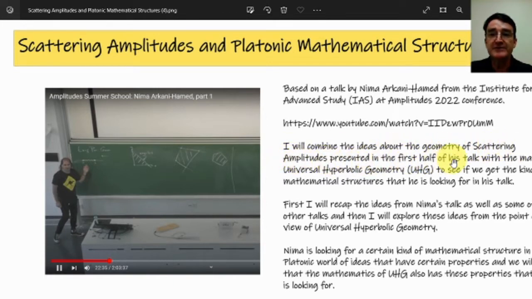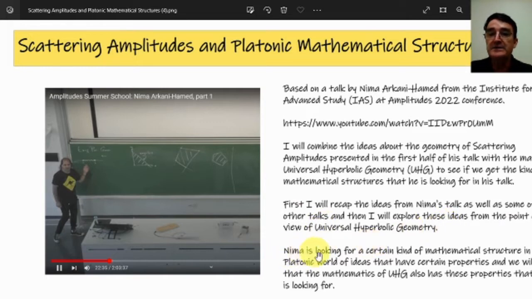And so what I will do is combine the ideas about the geometry of scattering amplitudes presented in the first half of this talk by Nima with the math of universal hyperbolic geometry, to see if we get the kind of mathematical structures that he is looking for in this talk. So first I will recap the ideas from Nima's talk, as well as some of his other talks on YouTube, and then I will explore these ideas from the point of view of universal hyperbolic geometry.